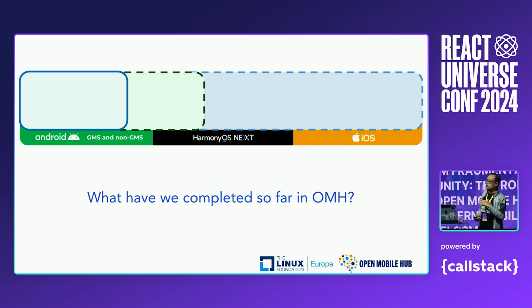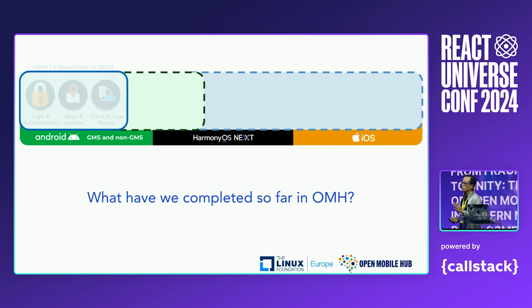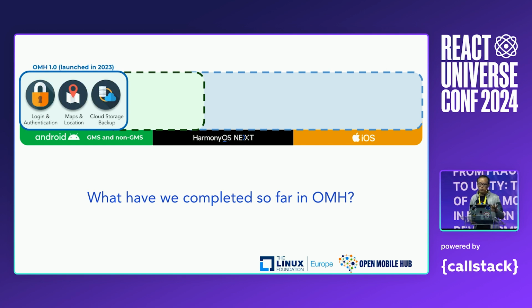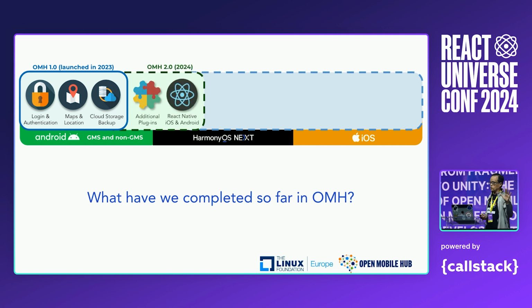So what we have done so far in OMH: I started the project about 1.5 years ago. Last year, we delivered OMH 1.0. 1.0 offers three major features: login authentication, maps, and storage. That was launched last year on GitHub. Anybody can access the source code.